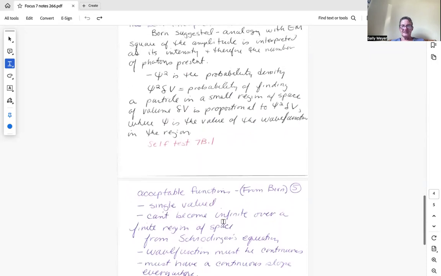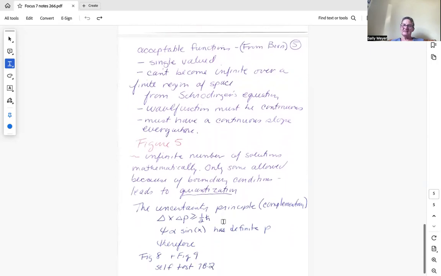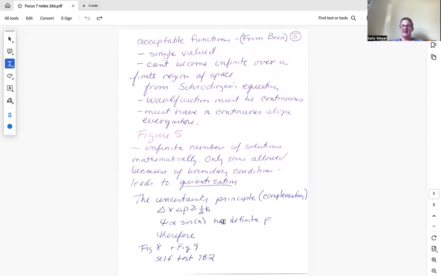So if psi squared is going to give us a probability distribution, then mathematically, there are certain properties that psi has to have. From Born's interpretation that it's a probability density distribution, the wave function can only have a single value at each position in space. If it had more than one, then that wouldn't make any sense. That would say you have a probability of finding the particle at that same location of more than one value.